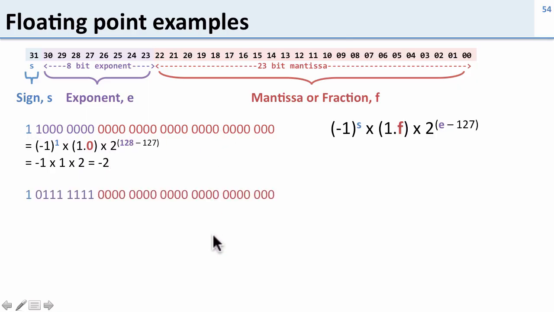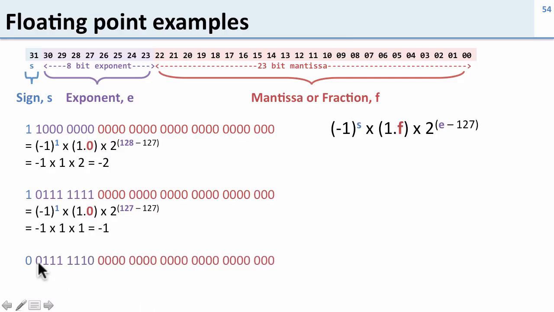Here's another number. So in this number, we again have a 1 for the sign bit, so we know it's going to be negative. We've got all zeros for the mantissa, but now our exponent here is 127. So now we're times 2 to the 127 minus 127. This is going to be 0. So now we get minus 1 times 1. So this number here is 1. Sorry, minus 1, because we have our sign bit is 1 here. Positive 1 would just have a 0 over here.